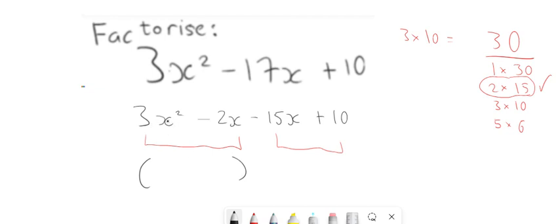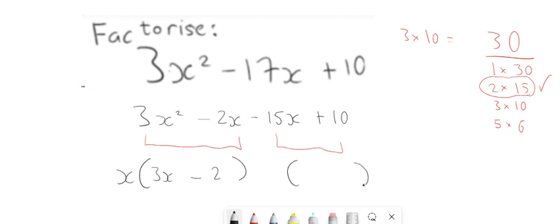Out of them. So I can see that if I look at 3 and 2, there's no number that divides into both of them, so I just have to look at the x's. I can take an x from both and put it outside, and then I'm left with, so what times x gives me 3x squared? It's 3x. And what times x gives me minus 2x? It's going to be just minus 2.